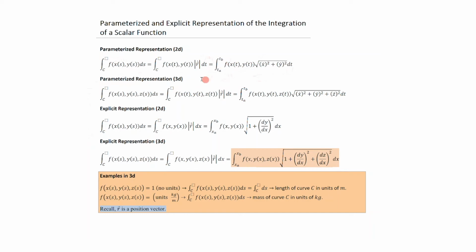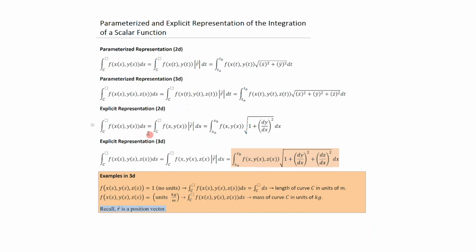If it's the 3D case, then we'll have a third component here. But again, this is not usable. This is actually how it would be used. But the |r dot| now involves the third term, that's z dot squared. So the position vector will be known, derivatives can be computed, limits will be known, and so this integral can be performed. Okay, so what about the explicit representation in 2D?